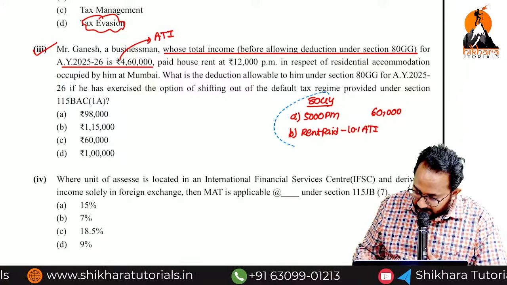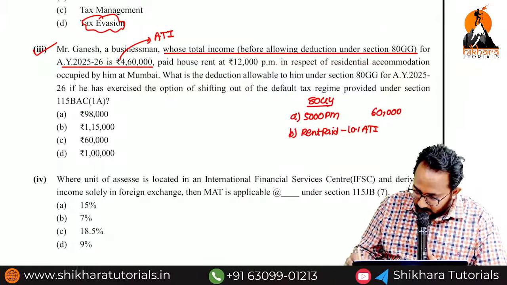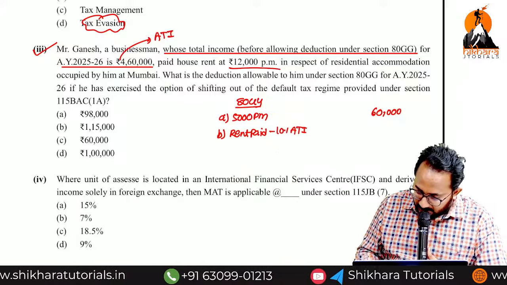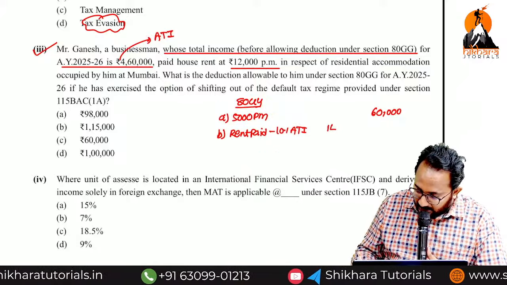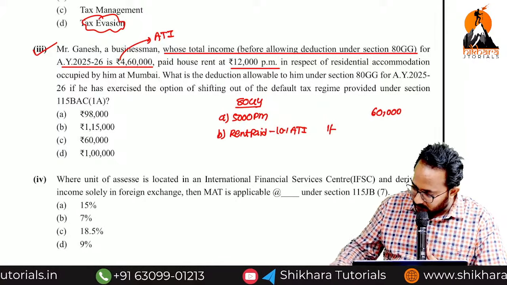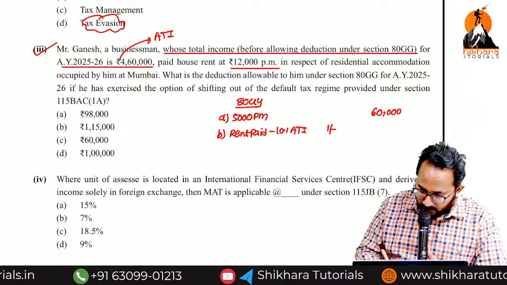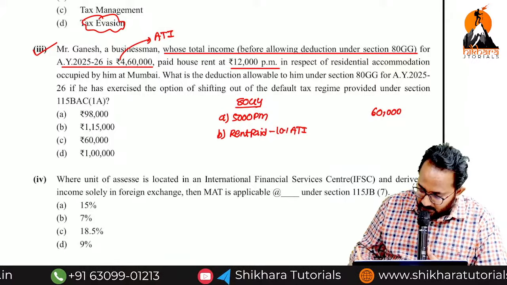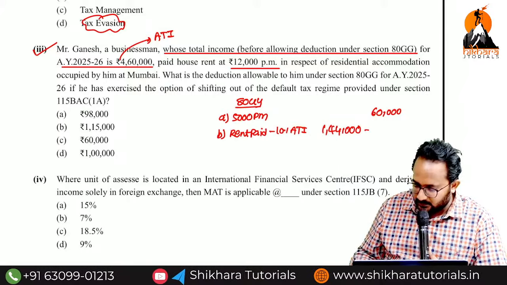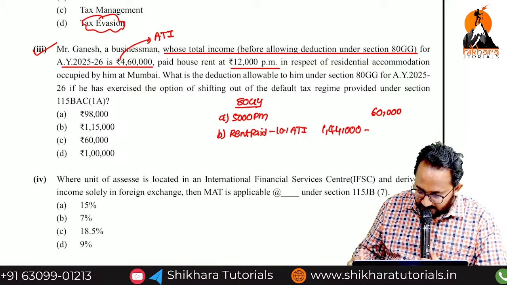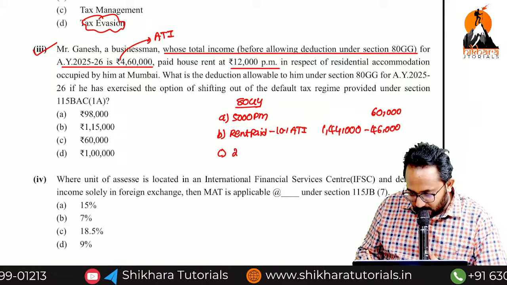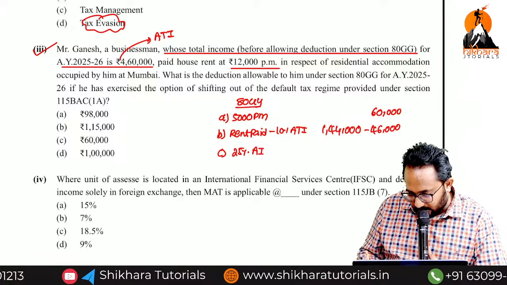Now please calculate the rent paid. Rent paid is nothing but 12,000 per month. Per annum it is 1,44,000, that is 12,000 into 12. Please compare answers with the key. 1,44,000 minus 10% of adjusted total income means what? 46,000.